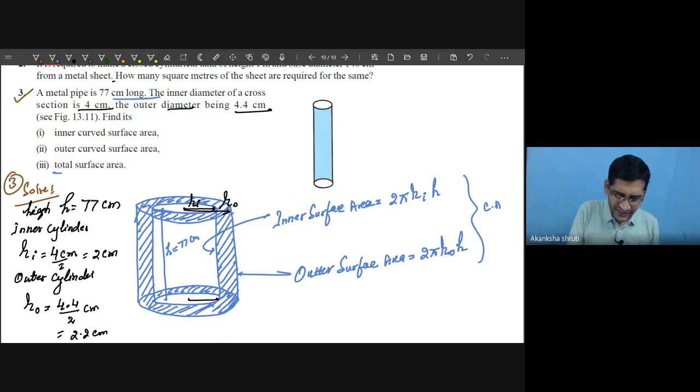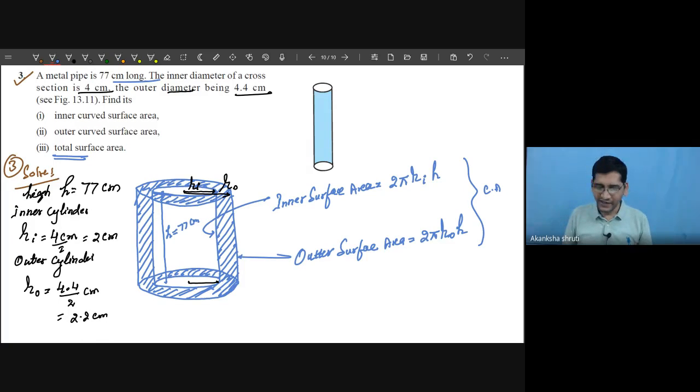But another thing is asked for the total. So students, what we have calculated by these two formulas is the curved one. But here we are observing another interesting thing, that if you observe the end, you can get this kind of ring which is formed. Are you getting this?